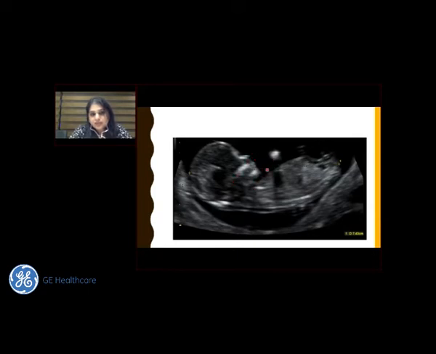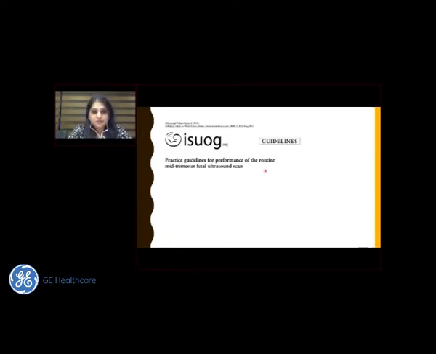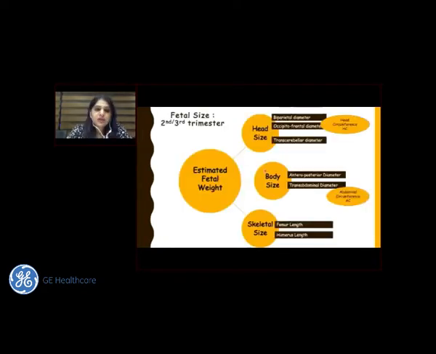So you are sure that the baby is neutral and not hyperflexed or hyperextended. Okay. Now coming to the second and third trimester measurements. What you actually measure is the estimated fetal weight. And how do you do it? You take three major measurements. One is the head size, another is the body size, and third is the skeletal size.